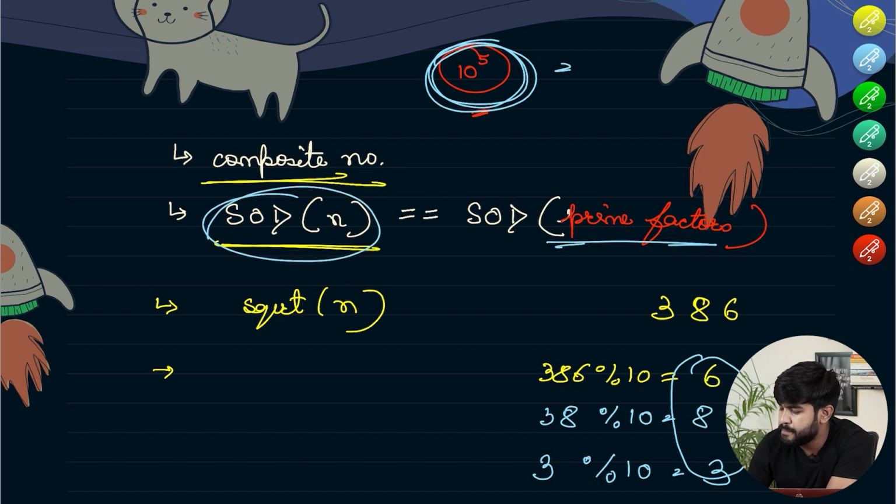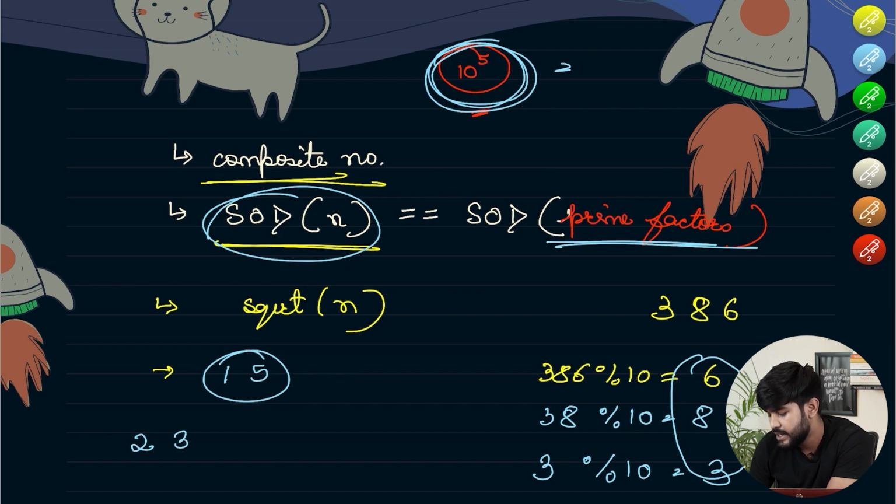Now finding out the prime factors. Finding out the prime factors is also very easy. How? Let's say we have something like 15. So what we can do is start working from 2. Can 2 divide 15? No. Can 3 divide 15? Yes. So we would divide 15 by 3, which would be equal to 5. And then can 4 divide 15? No. Can 5 divide 15? Yes. So again we would divide.